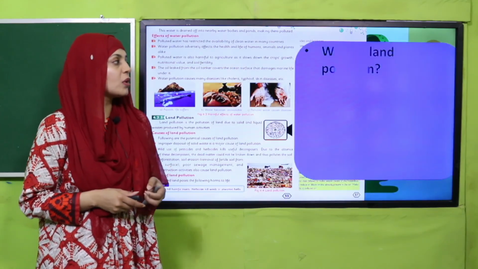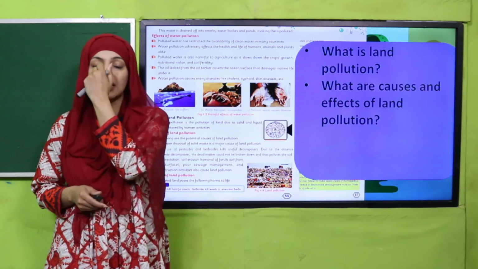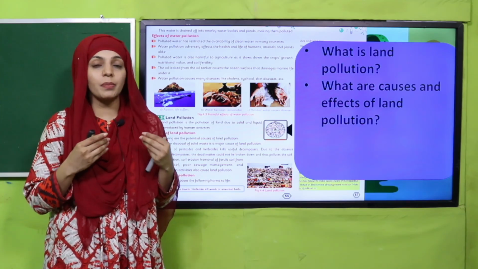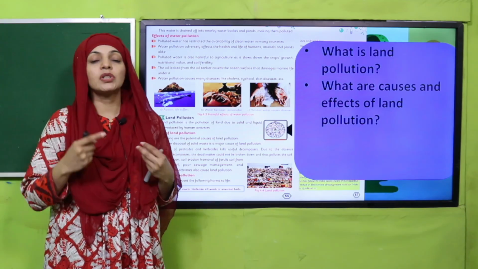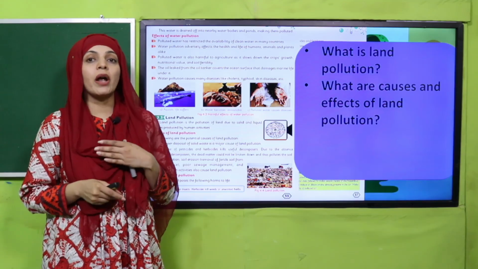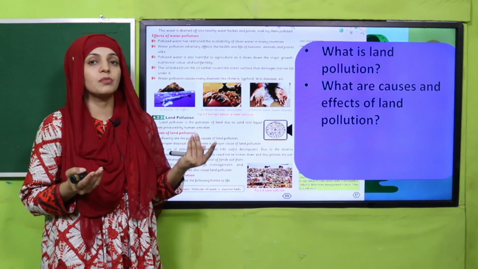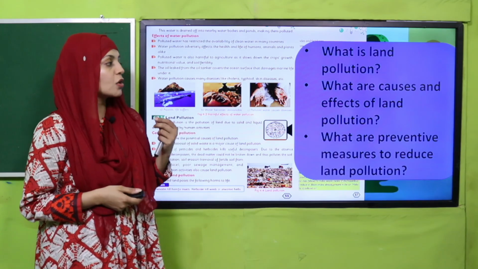Then we discussed land pollution. In land pollution, we discussed how different types of pollution, when you dump them on the land, cause different problems. So the addition of anything that has a bad effect on the environment on the land is called land pollution. So what are the causes and effects?